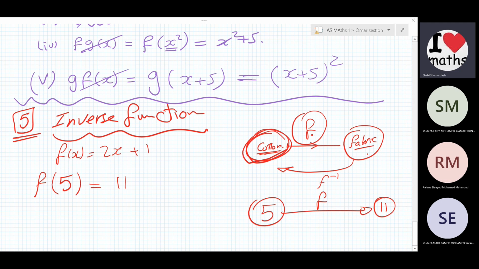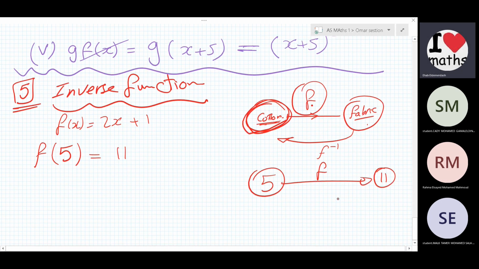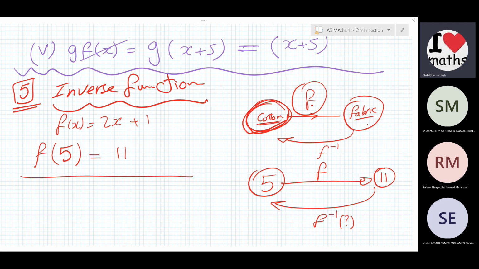Let's go inversely. I want to go back now. I need to go backward. How to go backward? I need what we will call the inverse of the function, which will take the 11 and return it back as 5. How can I get the inverse? It's exactly as I'm telling you, I need you to play a game with the 11 to return it into the 5. So how to play this game?